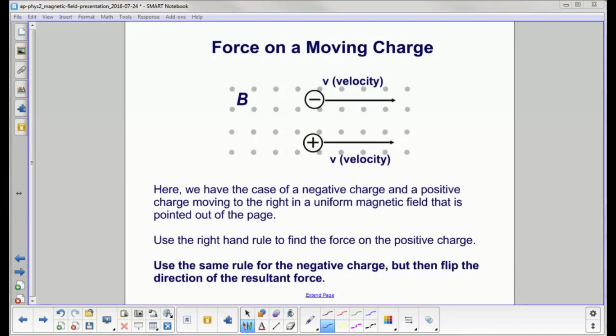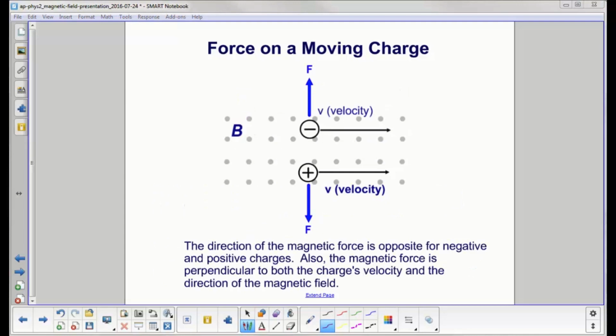Let's look at the problem now without the hand. We have a negative charge moving this way and a positive charge moving this way with the velocity. The magnetic field, if you'll remember, the dots mean it is coming out of the board. Use the right-hand rule to find the force on the positive charge. Then you can use the same rule for the negative charge, but then just flip the direction of the resultant force. So take a second to do that before you go to the next page and see what the answer is. It will take some practice to get your right hand in the right direction for these problems.